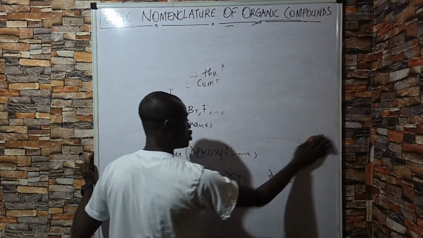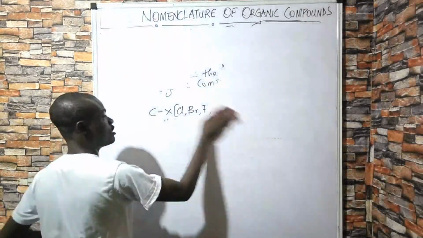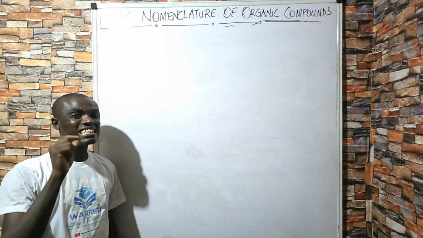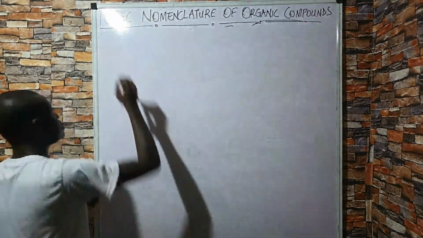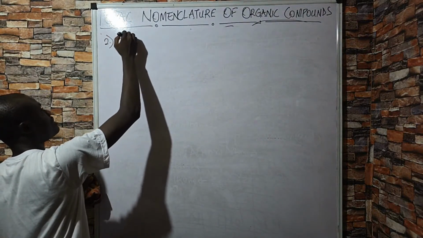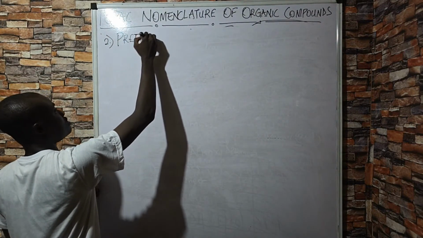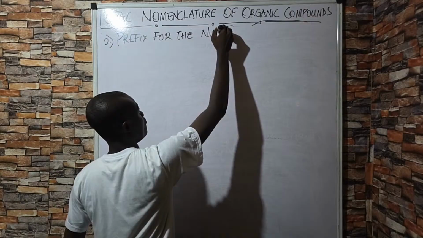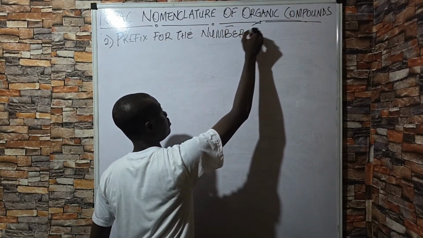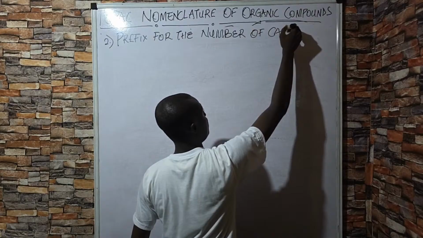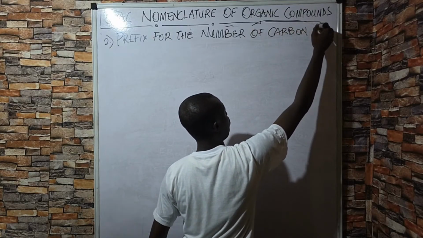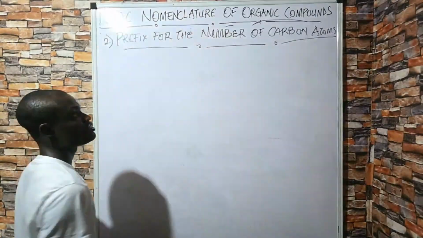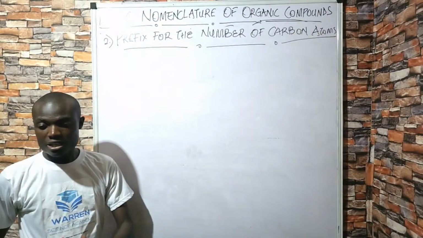So the second thing we just want to look at is the prefix for the number of carbon atoms, because it's very important. You cannot name an organic compound without counting the number of carbon atoms. So the second thing we look at is the prefix for the number of carbon atoms. Now let's look at this prefix.